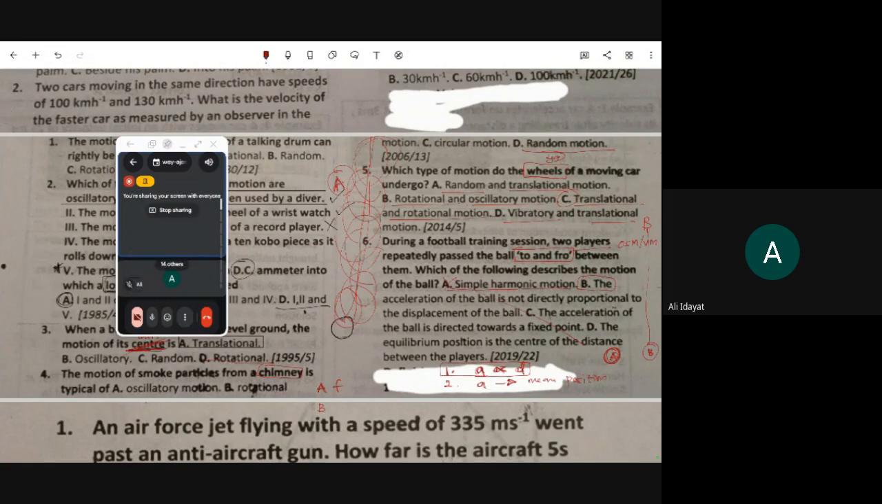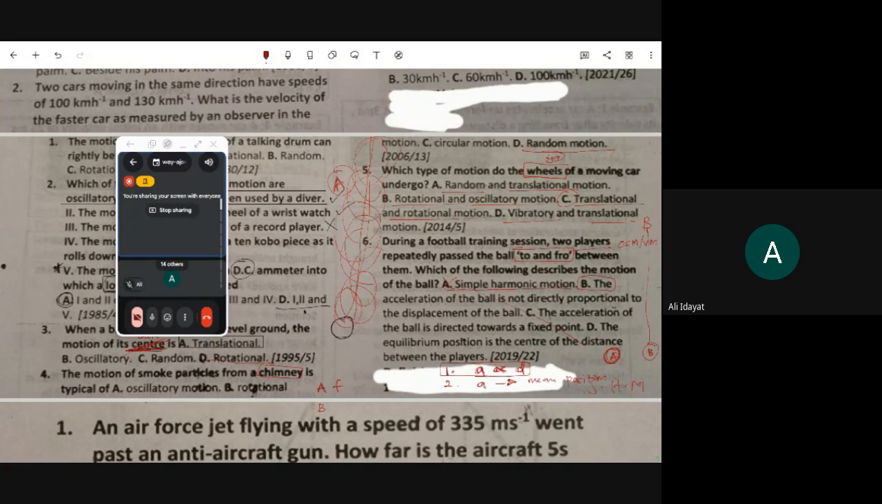Do you get it? See, the acceleration of the ball is directed towards a fixed point. That can be, but it's not true for all cases. It's one condition for simple harmonic motion. But what of the other? Do you understand? So it is best that we choose option B.